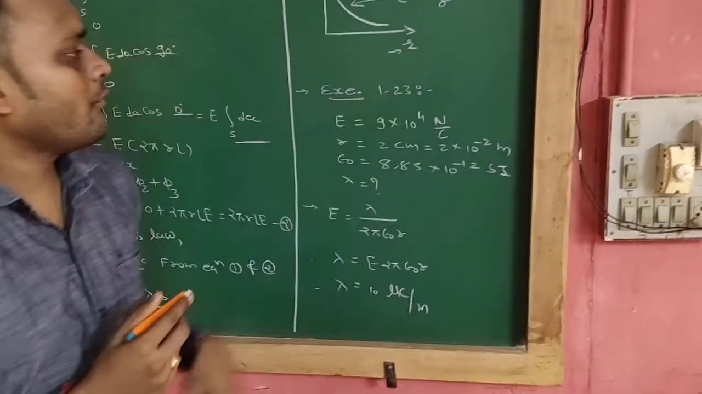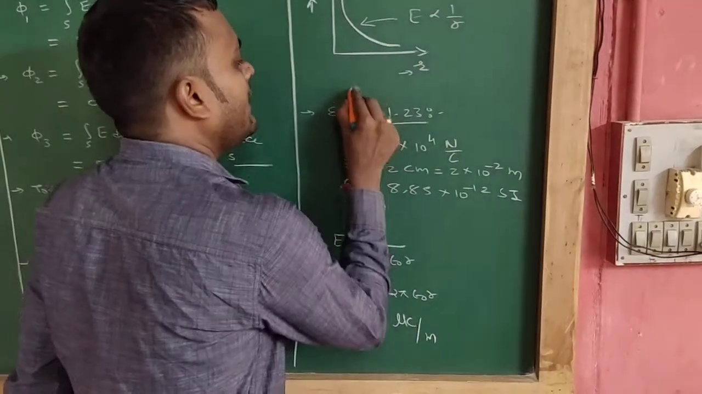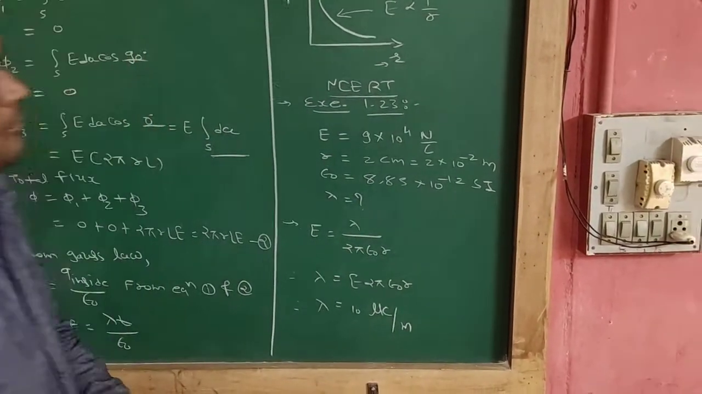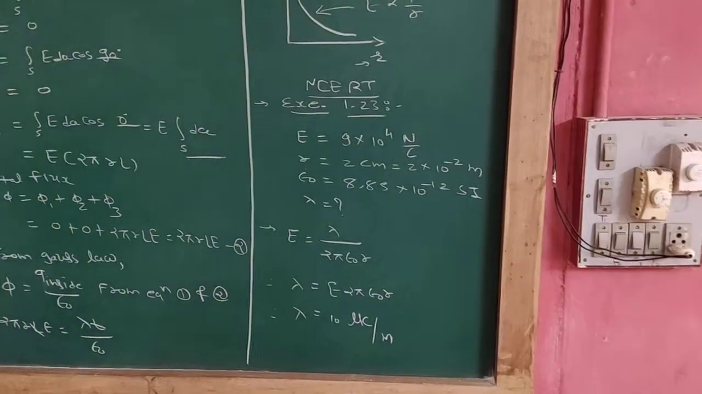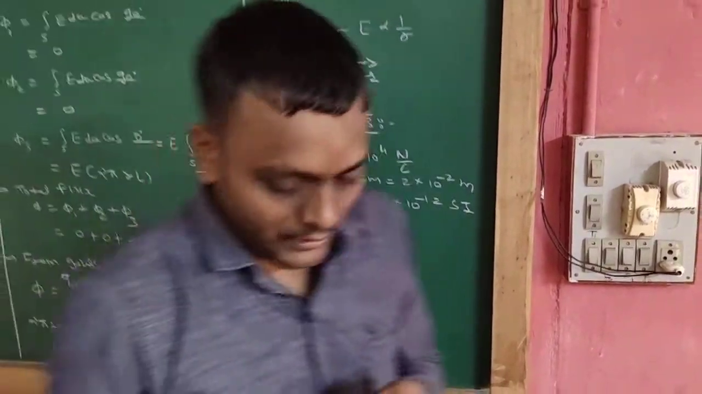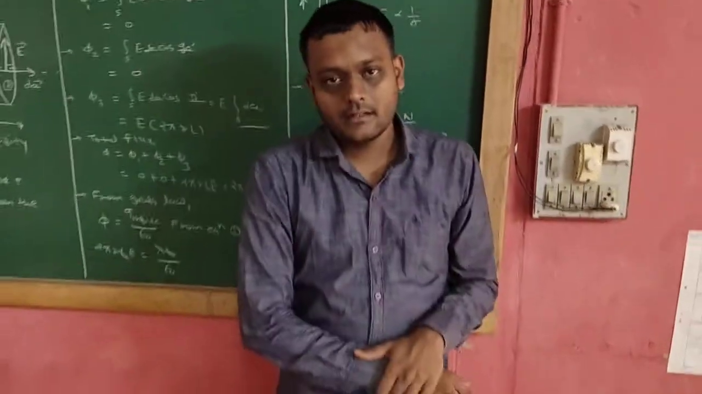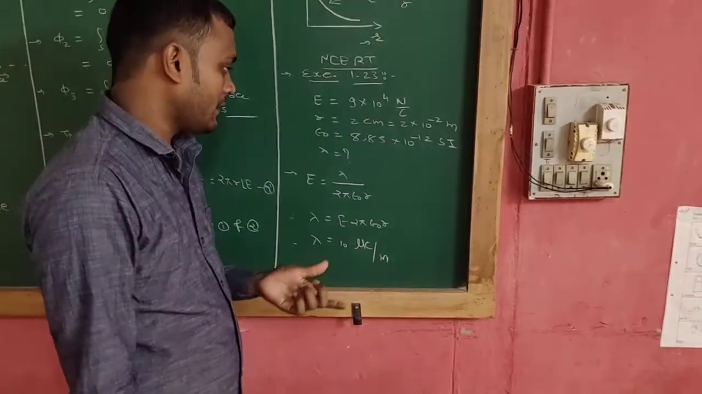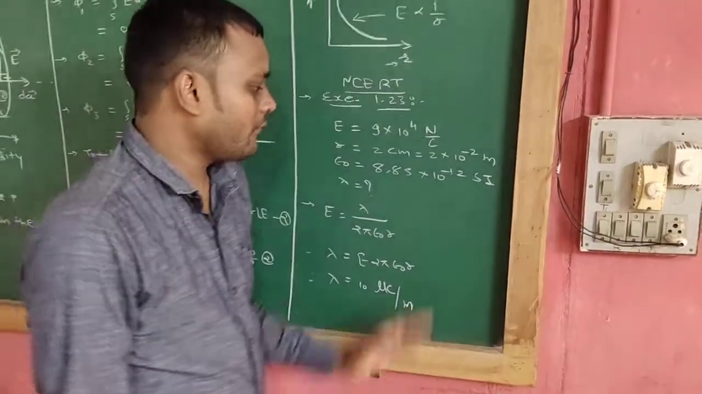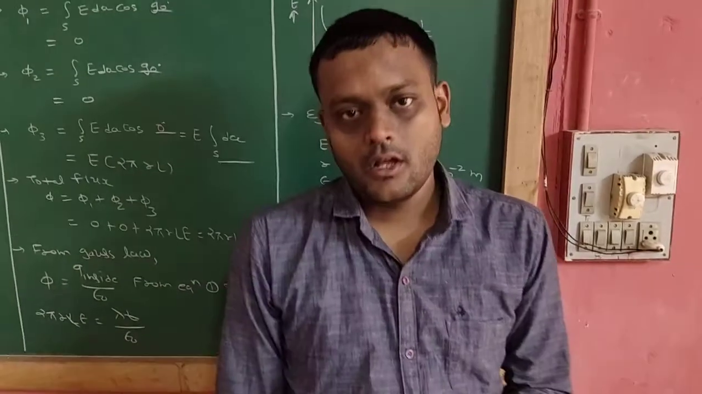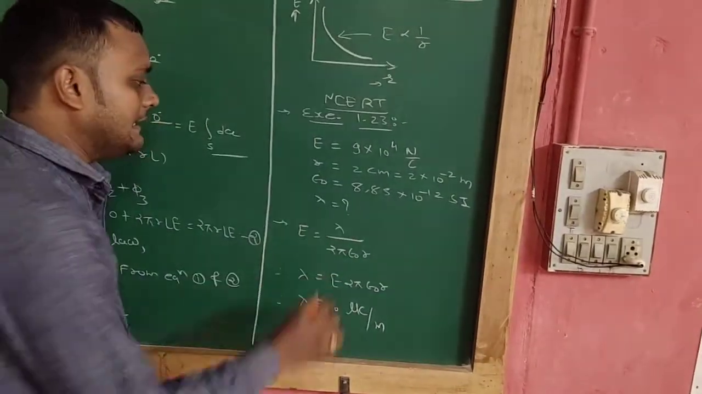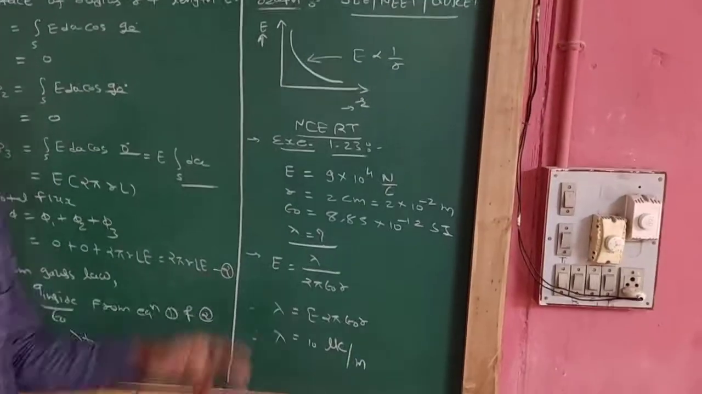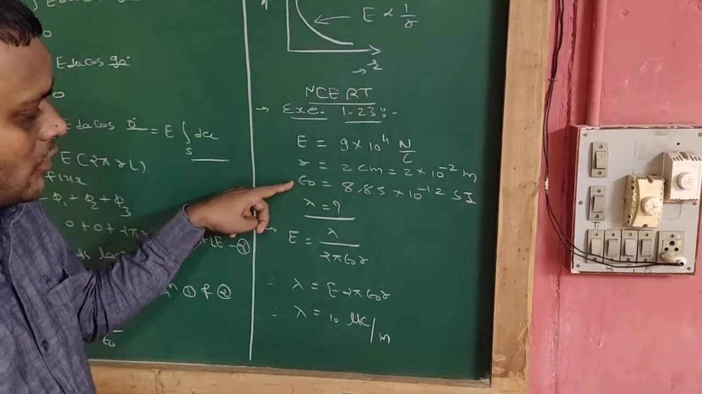Now further we solve one NCERT textbook numerical, that is exercise 1.23. What data have they given? For a uniformly charged conducting wire, the electric field is given, that is 9 into 10 raised to 4 Newton per coulomb, and the radius of the given cylinder is 2 centimeter. Then we have to calculate the linear charge density. So we have these two data and we know the constant epsilon 0.